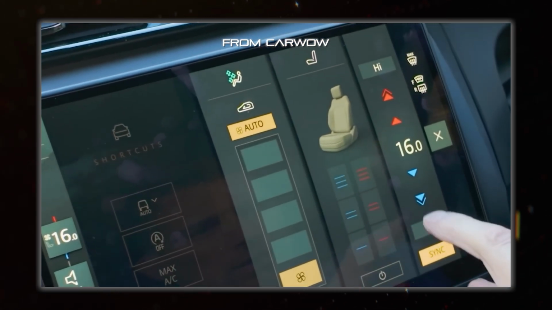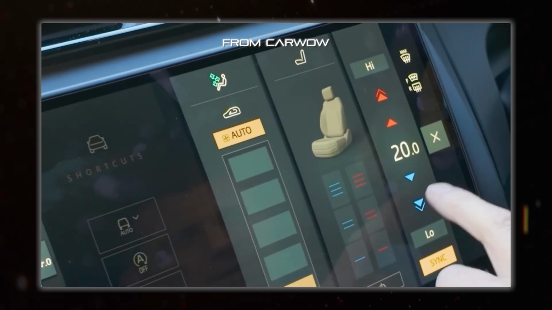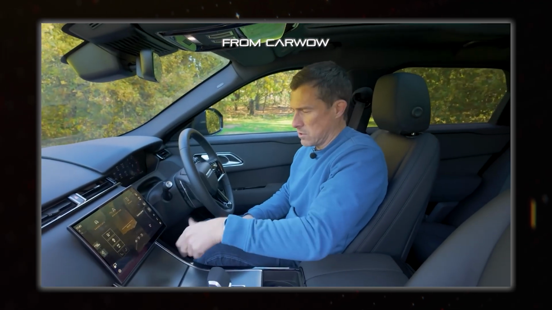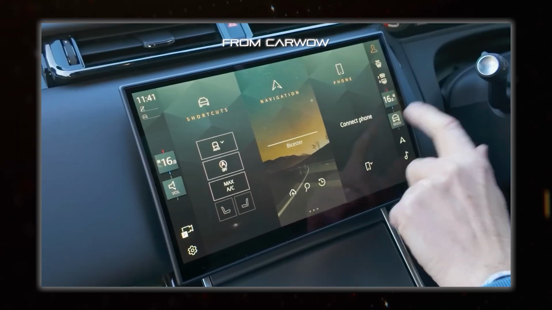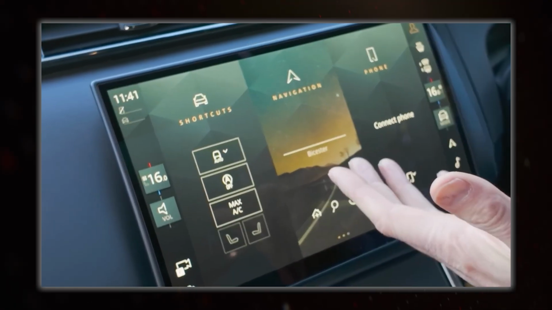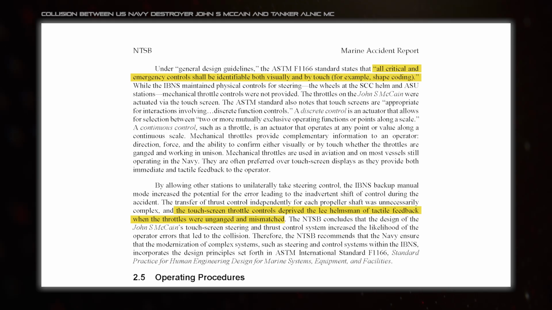Anyone who's used one in a car knows they're a pain and inferior to physical controls. You have to take your attention away from what's around you to go through menus and stuff to do various tasks, which is dangerous and annoying. And the US Navy agrees, since touchscreen controls don't provide tactile feedback and switching their functions just leads to confusion.